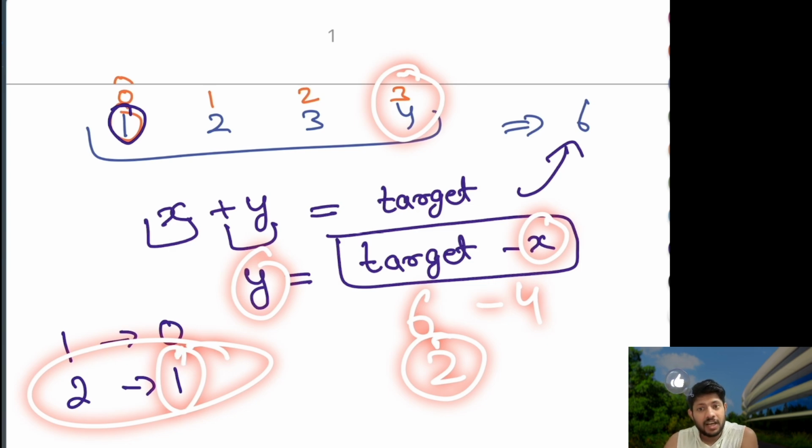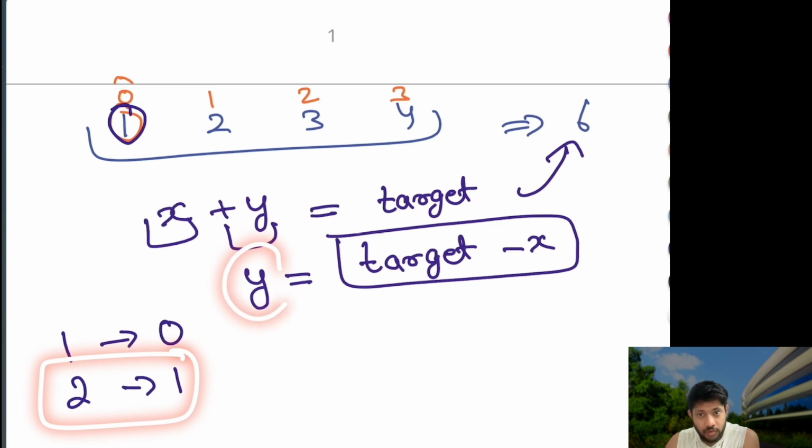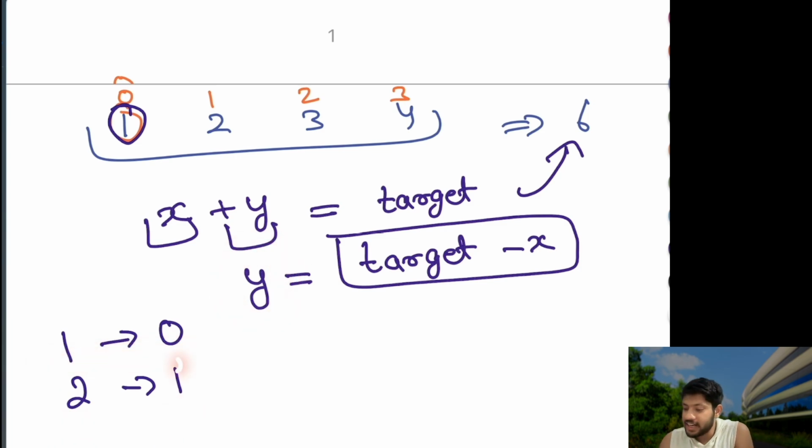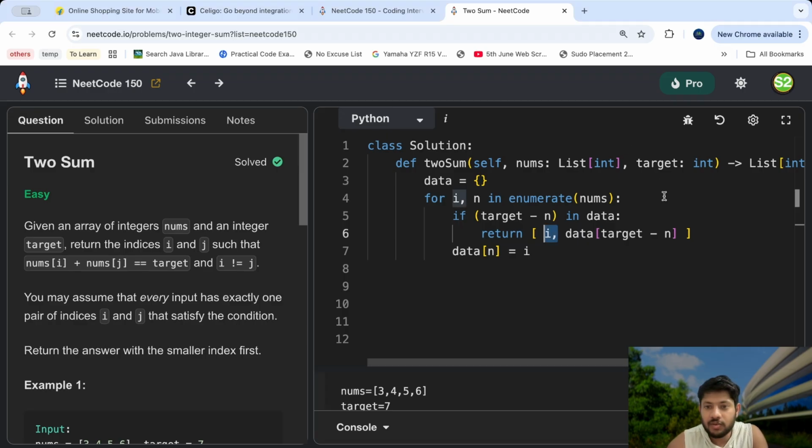So you see the pair which we are finding, the second value, the y value, is at a previous index, right? It is at the previous index. So what we need to do is return the smaller index, the previous index, first. Let me go back to the code editor and do this. When we are returning, return this value first, comma I.